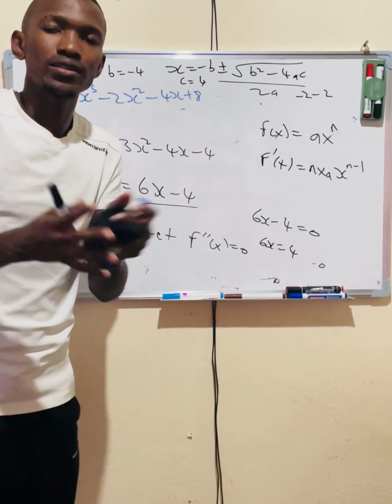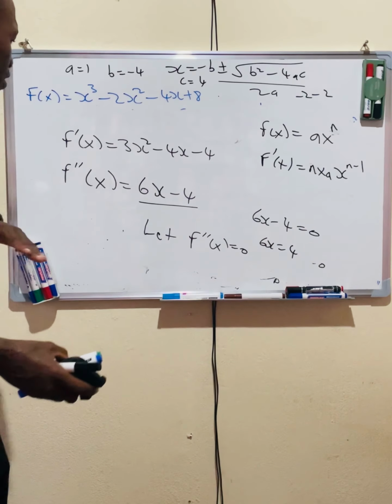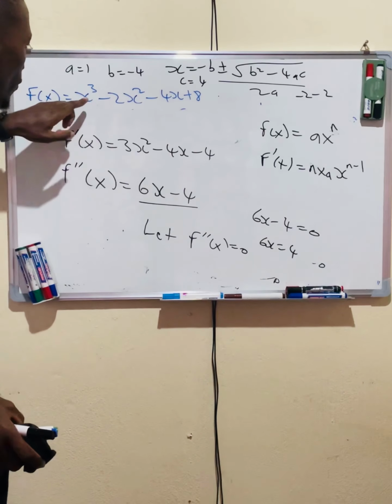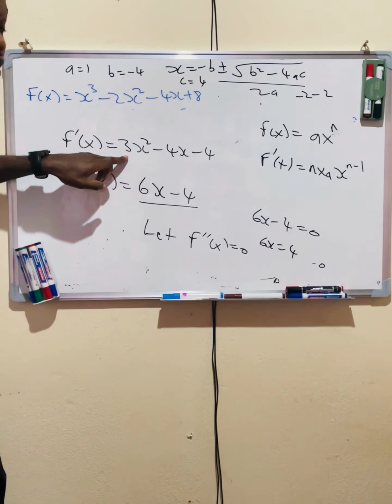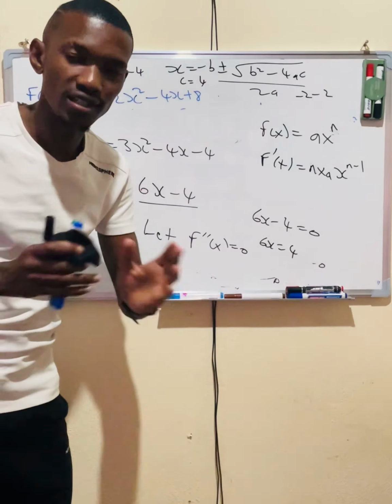That is what I wanted to share with you guys. Basically, how to find the first derivative and second derivative. So you see, the first derivative of this function gives you a quadratic. The second derivative of this function gives you what? A linear function. As I've said, stay blessed.